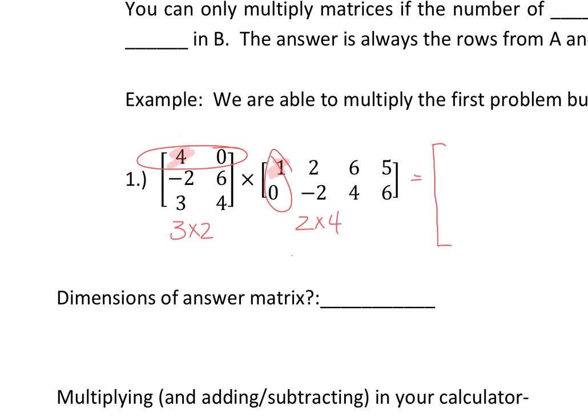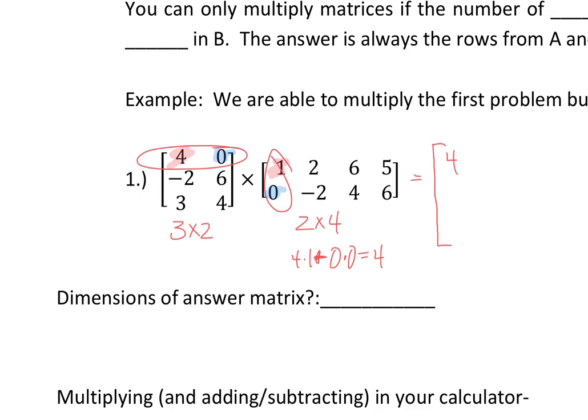Let's do that. 4 times 1, plus, and then we'll get our second set of numbers, 0 times 0, right? Always first number times first number, second number times second number. And that's going to come out to 4, and there we go. We'll put that in our first row, first column slot.